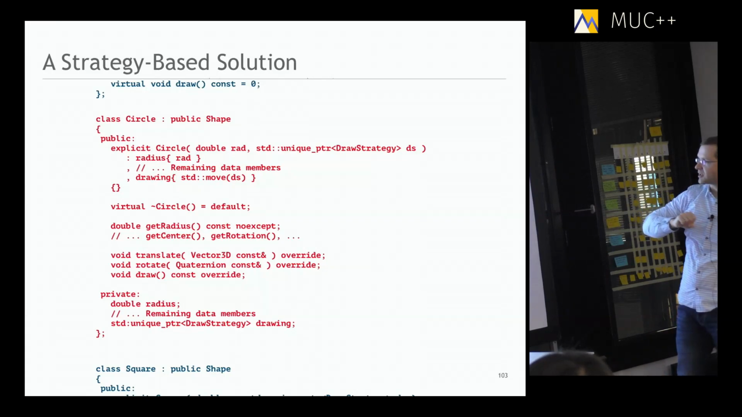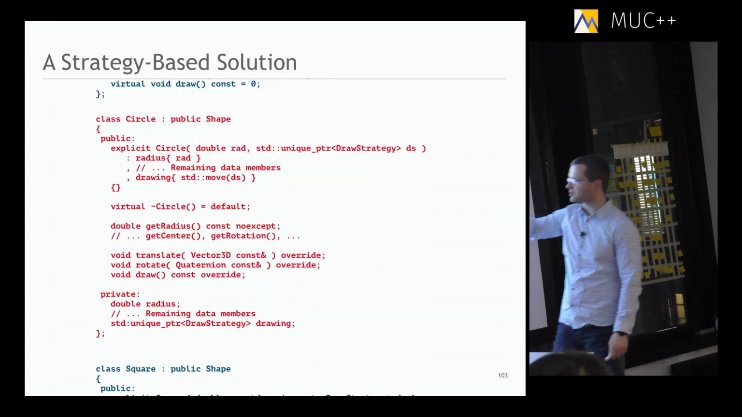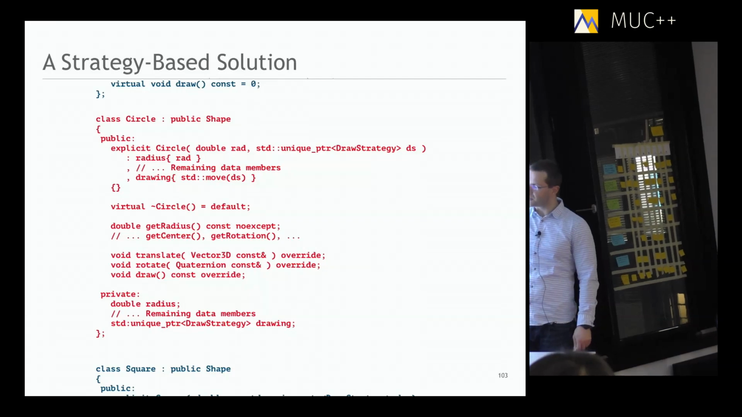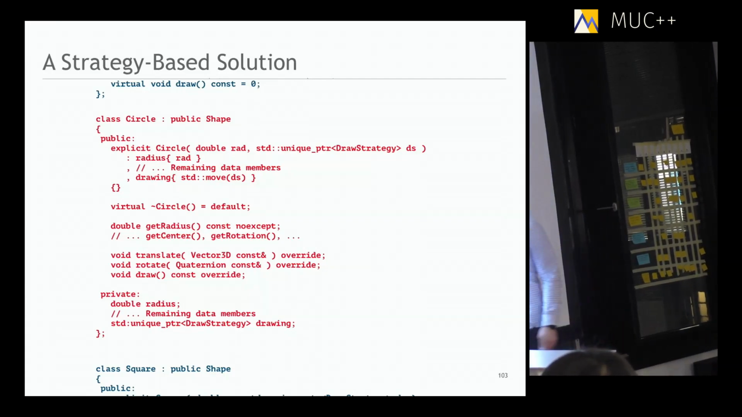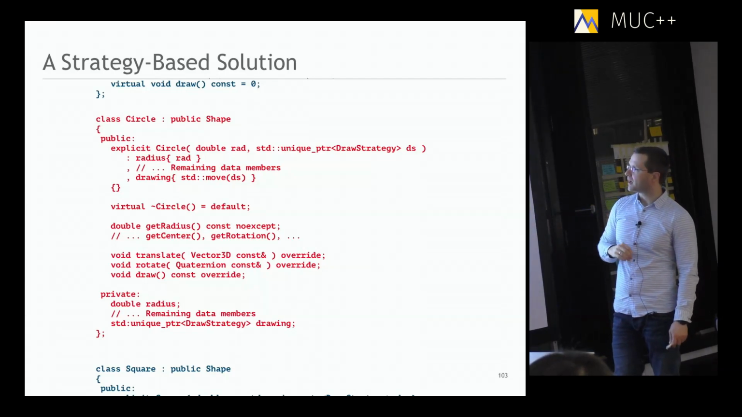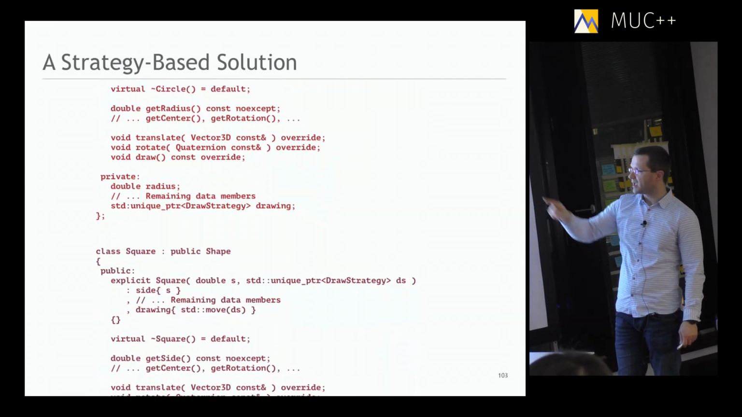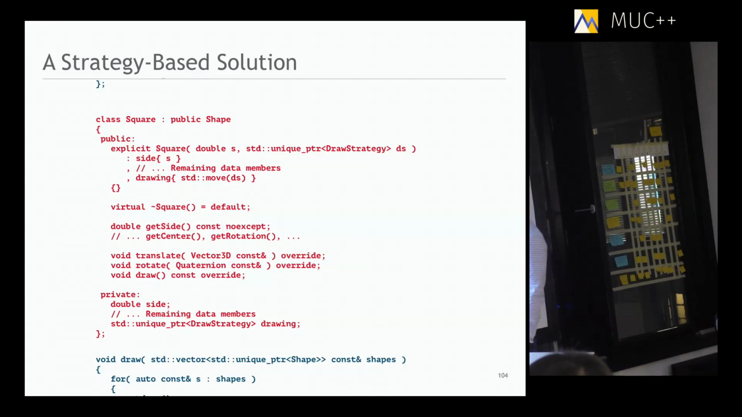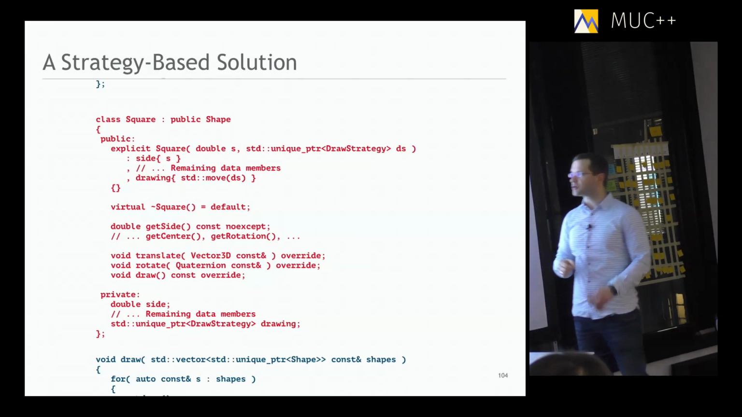Potentially, there's also setters that allow you to configure this, not in a simple solution. Translate, rotate, and draw are now implemented, or in this case, draw, to call this draw strategy and to forward the request. Please draw myself. And of course, I also remember the draw strategy as a data member, properly managed with unique pointers. The square class is very similar again, just to have two. I get a draw strategy, I store the draw strategy, and whenever somebody calls draw, I simply forward the request to the draw strategy.